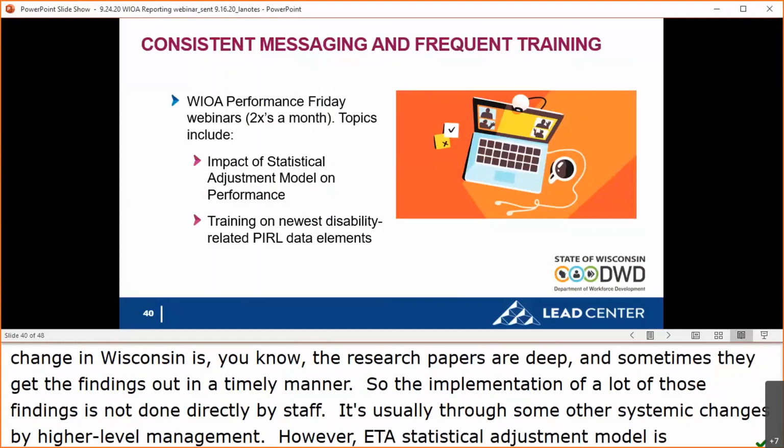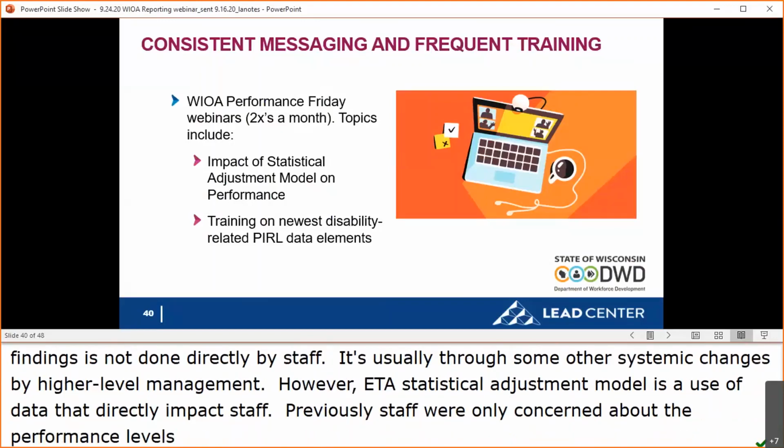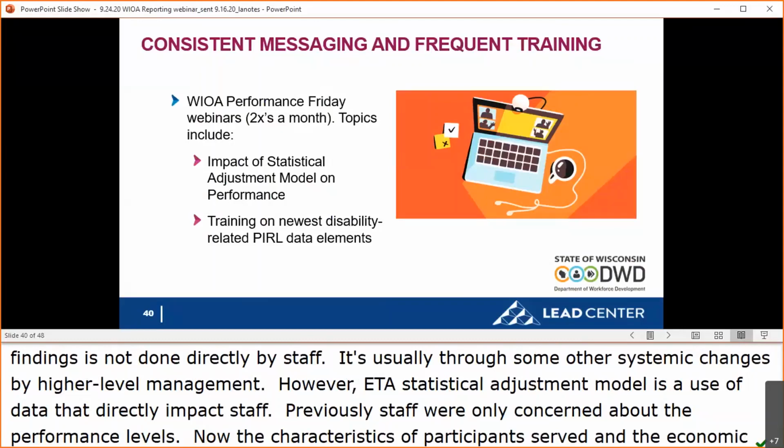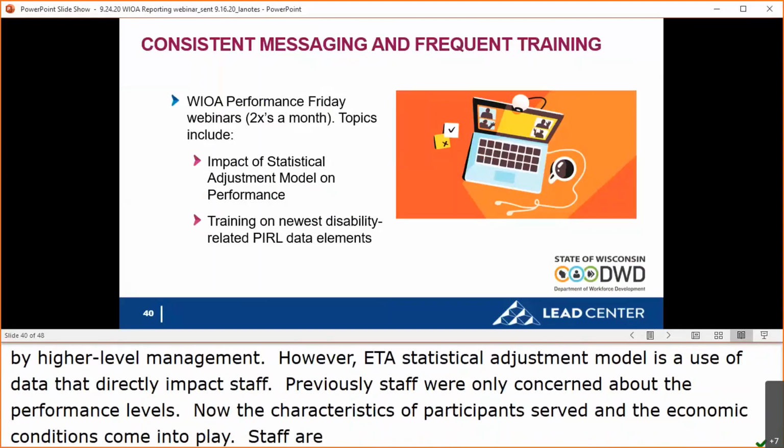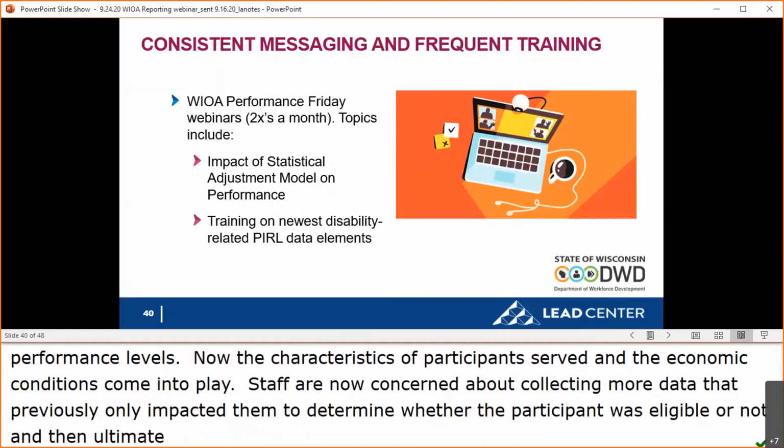Previously, staff were only concerned about the performance levels. Now the characteristics of participants served and the economic conditions come into play. Staff are now concerned about collecting more data that previously only impacted them to determine whether the participant was eligible or not, and then ultimately what their final outcome was. So the ETA statistical adjustment model has been a strong driver of culture change. Let's go to the next slide, please.